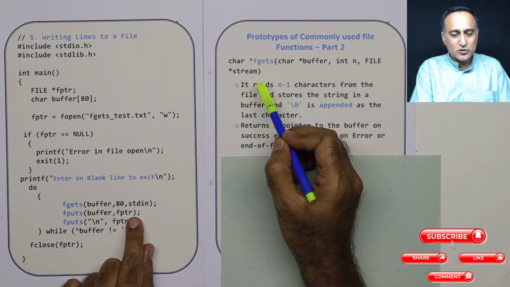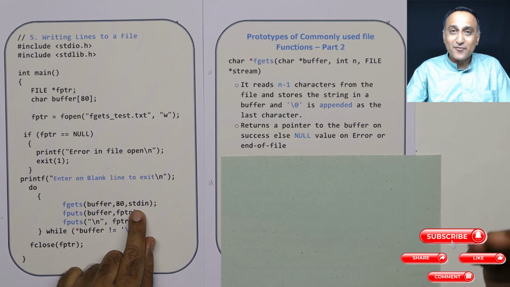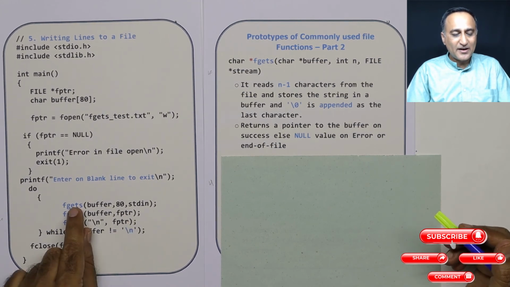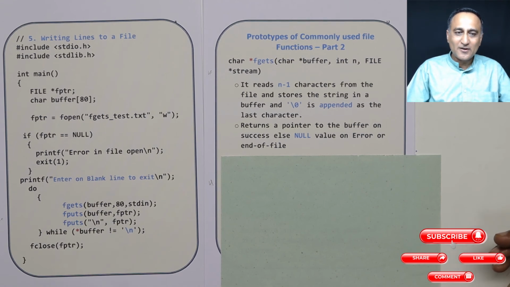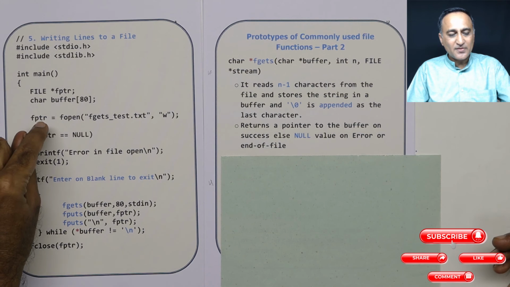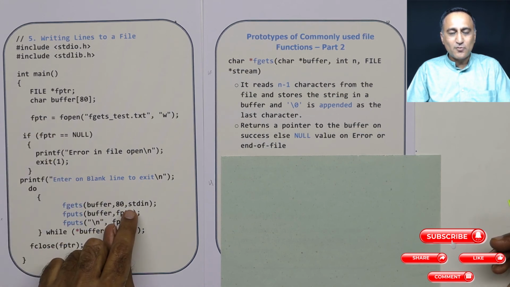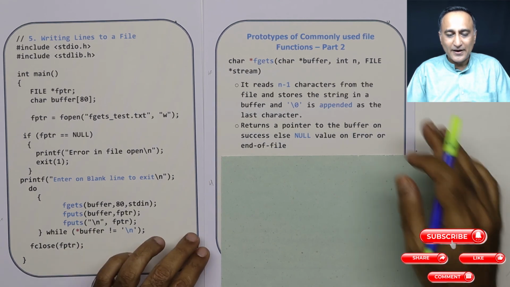In my case, the source of input happens to be the keyboard. Sometimes you can use another file to read from and copy it. So using fgets, you can read from one file and copy it to another file. That I'll be showing in the demo. So instead of reading from the keyboard, you can read from another file and write it onto some other file.